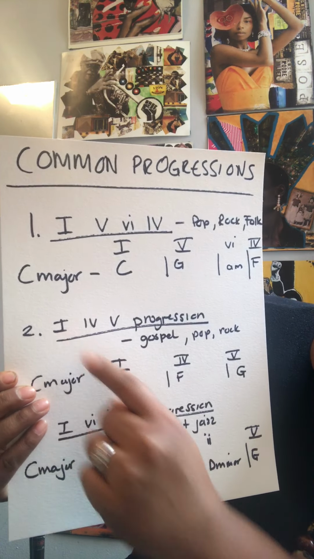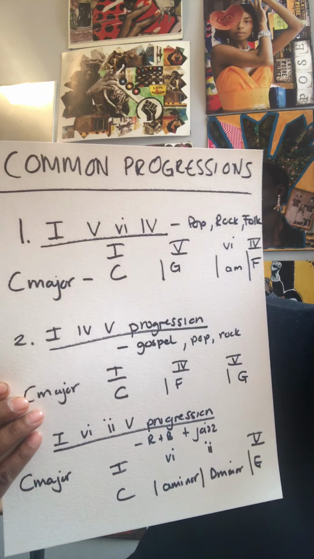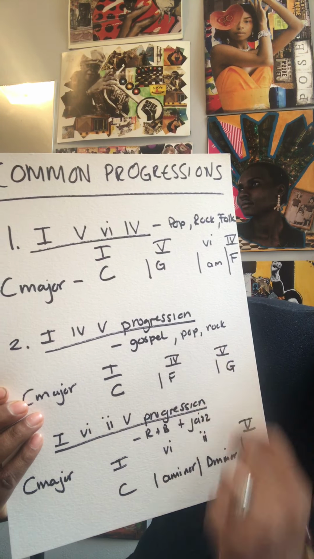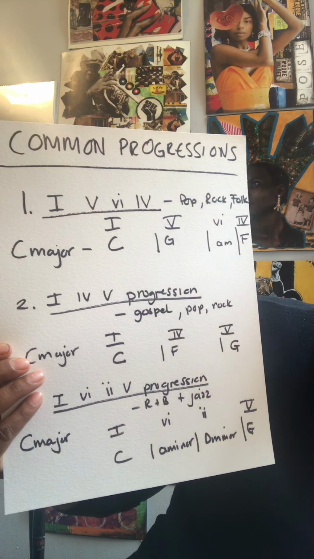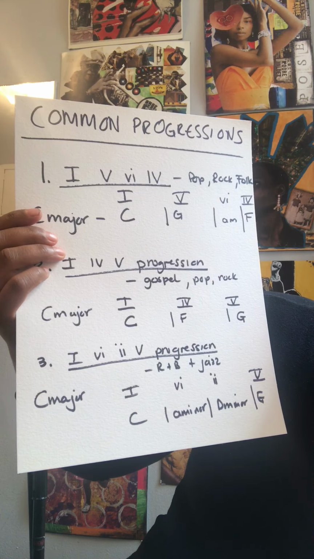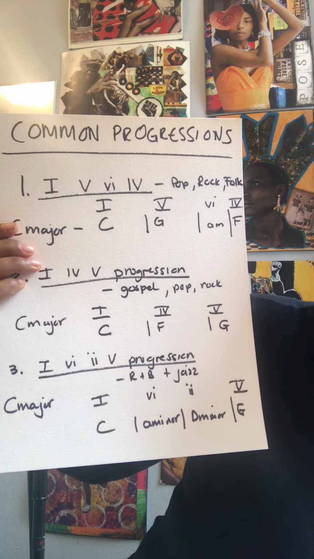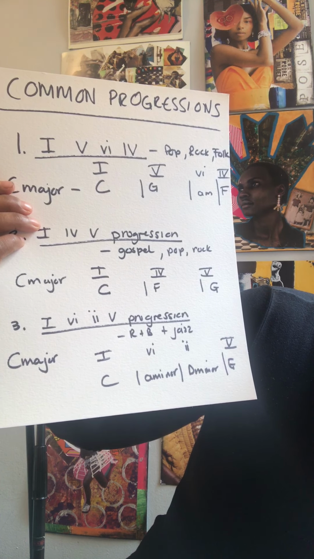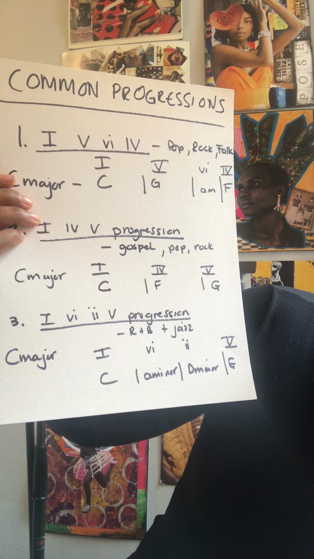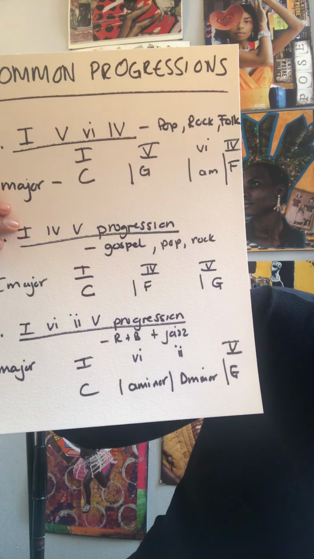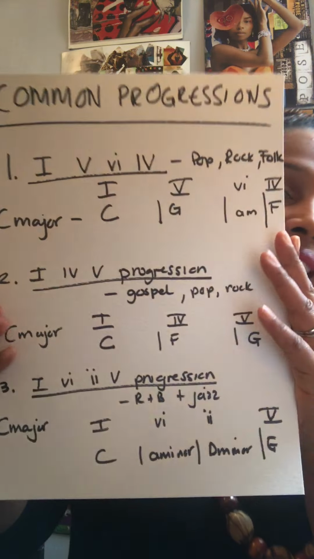We're going to use number 2. The first one was used for pop, rock and folk, and number 2 is mainly gospel, pop and rock, and it's 1 4 5 in C major. That's C, F, and G. And then we've got our third progression, which is 1 6 2 5, which is used in R&B and jazz, of course. So in C major, our tonic will be C, our 6 will be A minor, our 2 is D minor, and G is our dominant, our fifth. There we go.